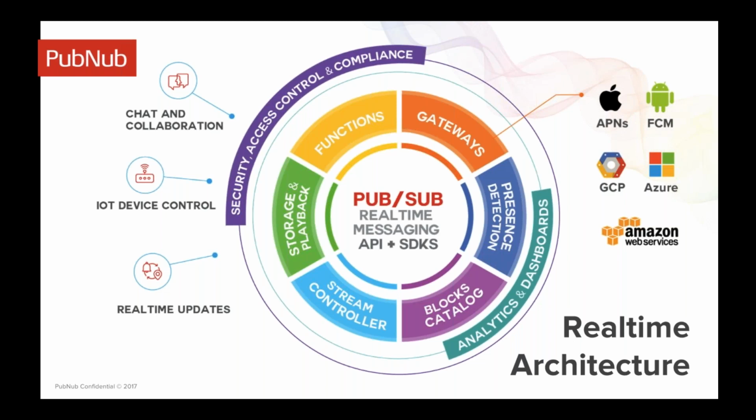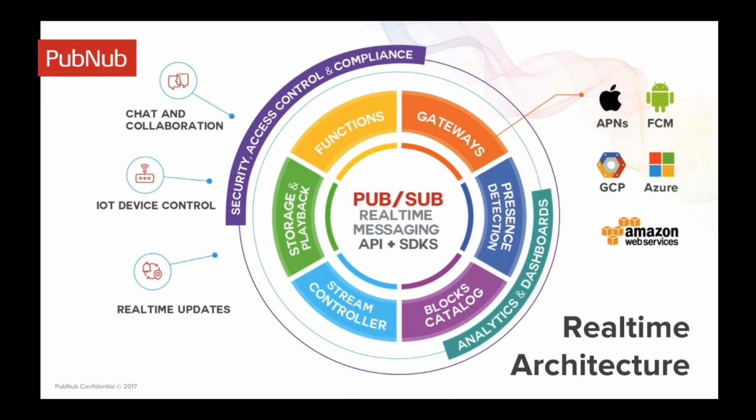This vastly extends your ability to connect to and manage large numbers of streams while keeping bandwidth costs to a minimum. There's storage and playback, also informally referred to as the History API. It enables you to store messages as they're published and retrieve the previously published messages at a later time. Functions provide serverless logic within PubNub's network, so you can apply programming logic to streams of data.